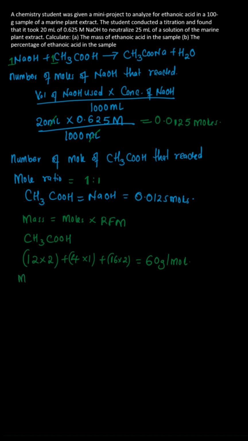Therefore, the mass of ethanoic acid will be the number of moles, which is 0.0125 moles, multiplied by 60 grams per mole. So the mole here will cancel and we'll be left with 0.0125 multiplied by 60 to give us a mass of 0.75 grams. So that's the first answer for A.